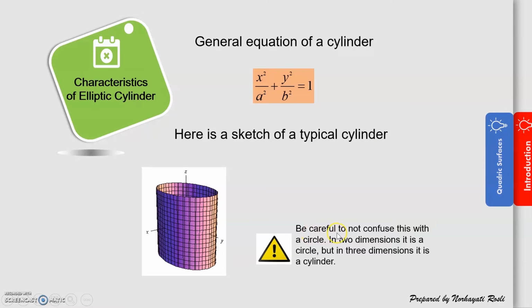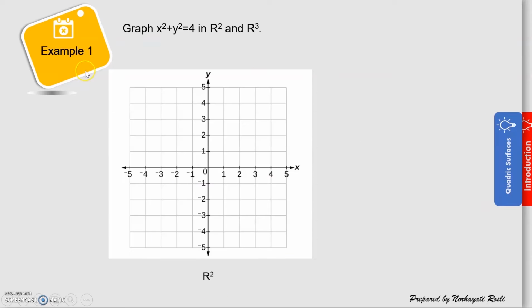But please be careful, because in the two-dimensional coordinate system, this kind of equation is given by a circle. But in the three-dimensional coordinate system, it is a cylinder. Let's learn how to sketch a cylinder. So now we go to example 1. Example 1 asks us to graph x squared plus y squared equal to 4 in R2 and R3. So x squared plus y squared equal to 4 in R2 is actually x squared plus y squared equal to 2 squared.